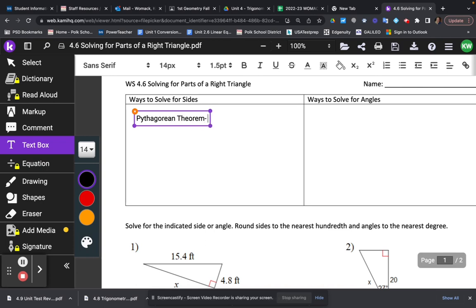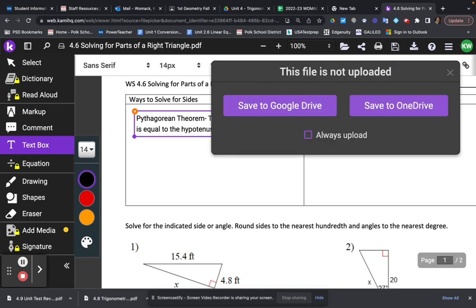Now the Pythagorean theorem basically states that the sum of the sides squared is equal to the hypotenuse squared. Or the way you've heard it, a squared plus b squared equals c squared. So yes, both of those will definitely do.